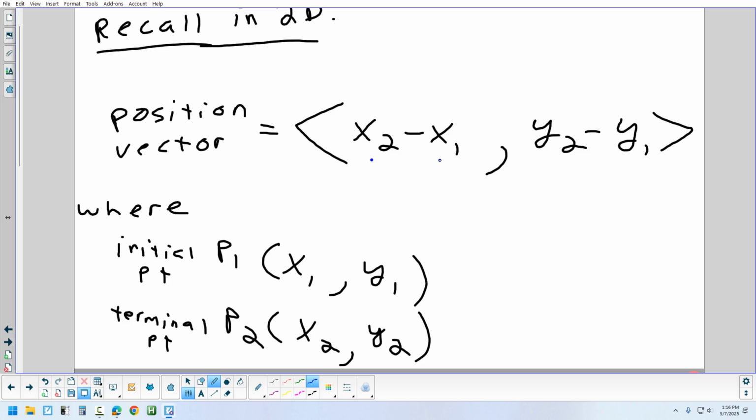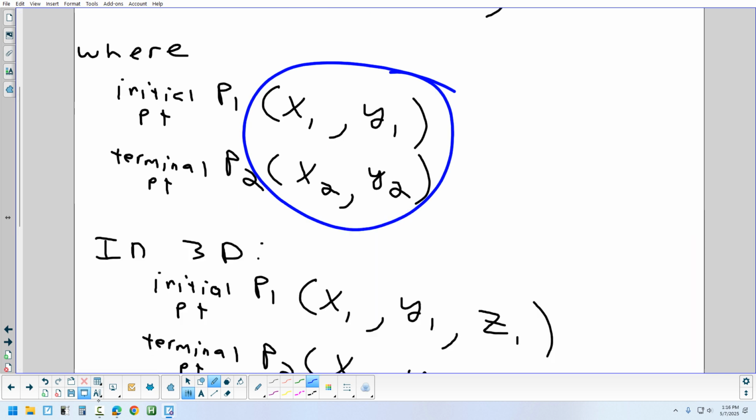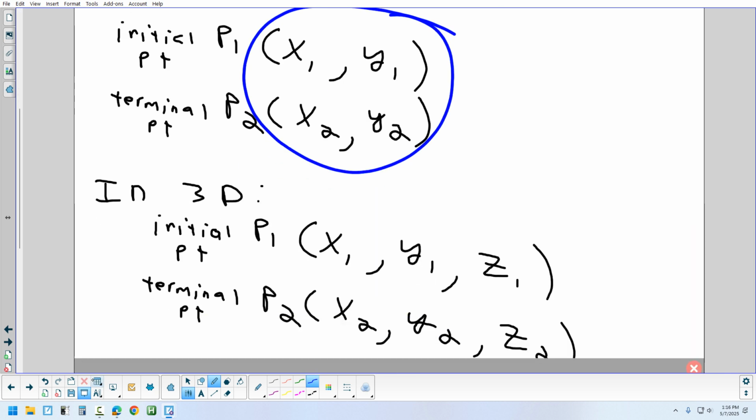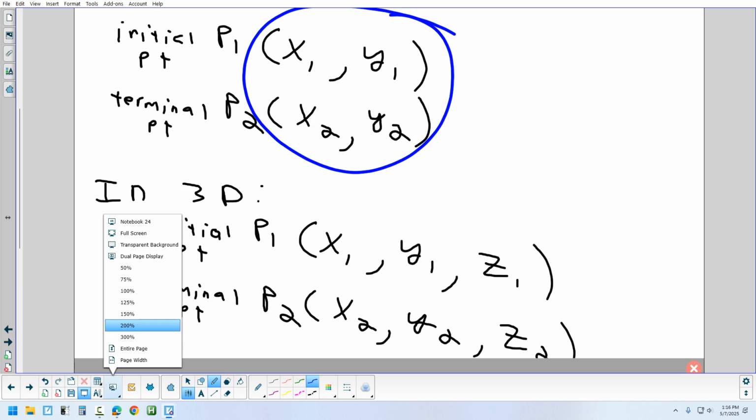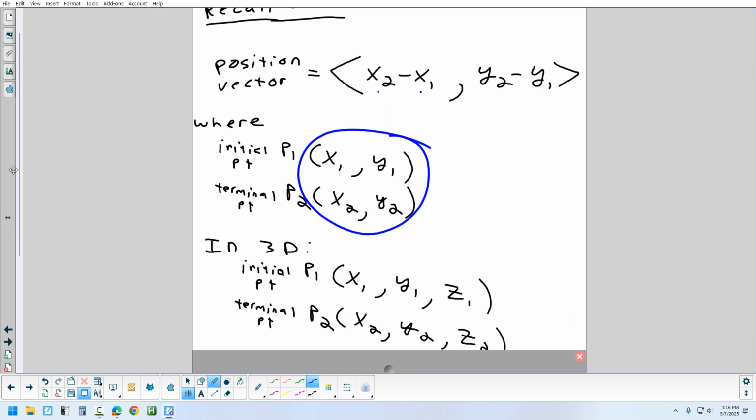Now, to do a position vector in 3D, instead of giving you coordinates like that, we give you coordinates where each coordinate is going to have a 3D part to it. What do you think the formula is going to have in 3D added on to what we already have right there?